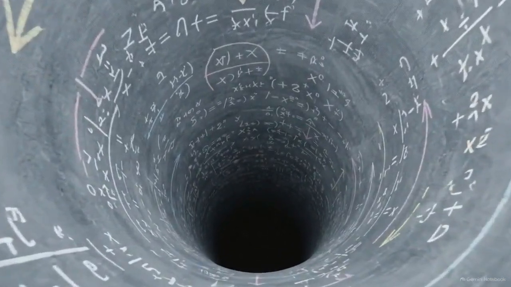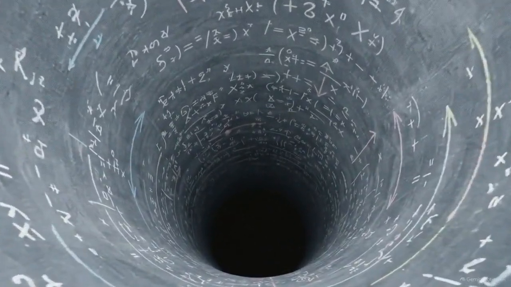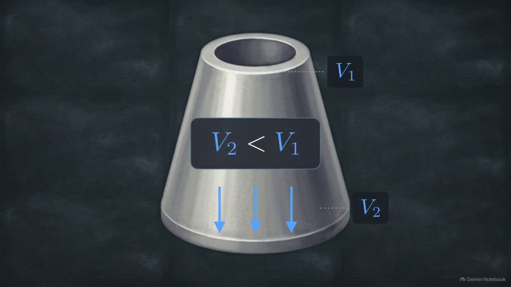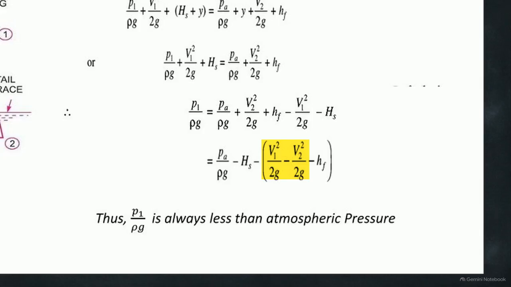Remember that the draft tube strictly diverges. According to the principle of continuity, because the pipe's area increases, the fluid's velocity must decrease. Therefore, the velocity at the outlet, v2, is strictly less than the velocity at the inlet, v1. Because inlet velocity v1 is larger than outlet v2, the bracketed kinetic term yields a positive number. Real-world structural height, hs, and friction loss, hf, are also inherently positive.